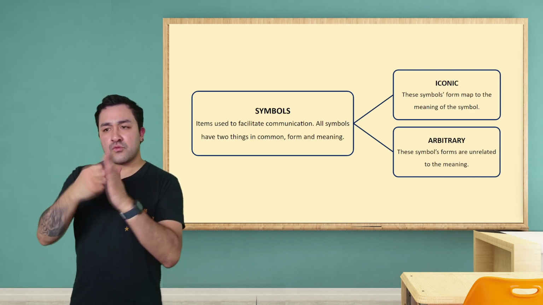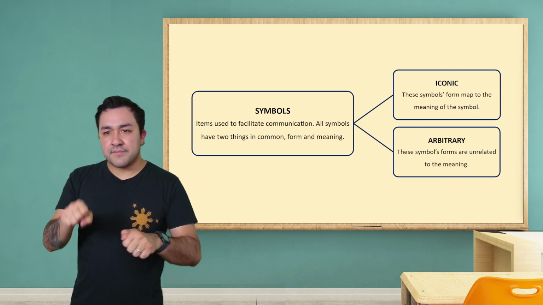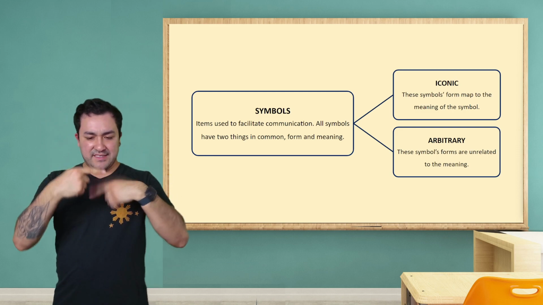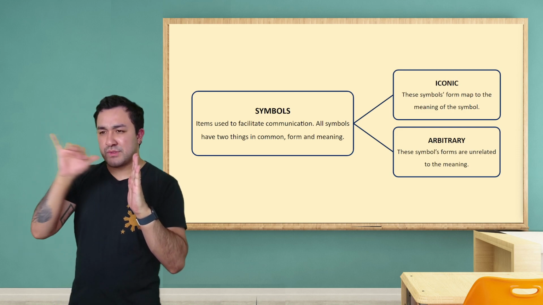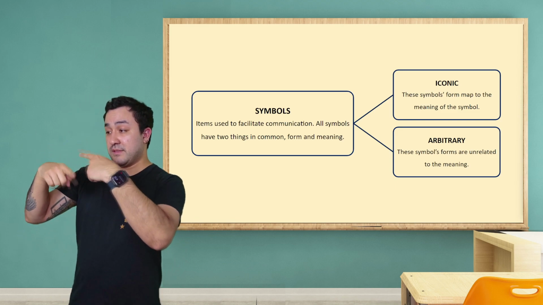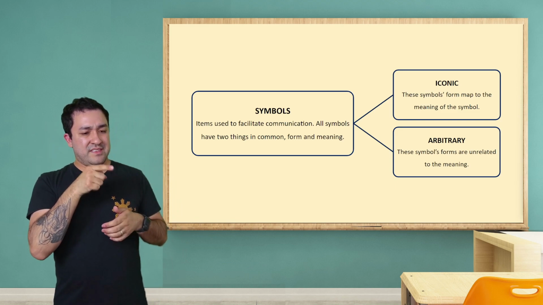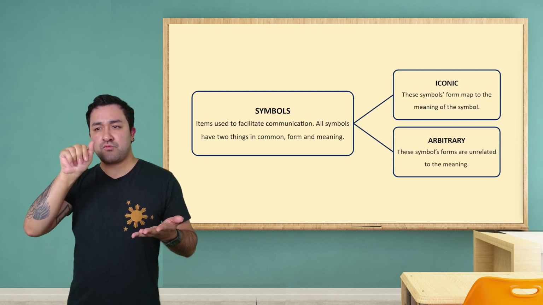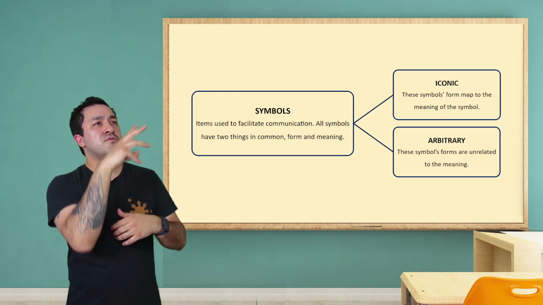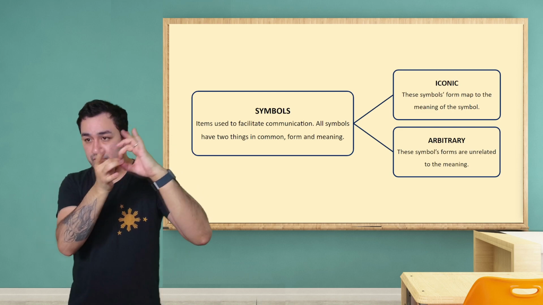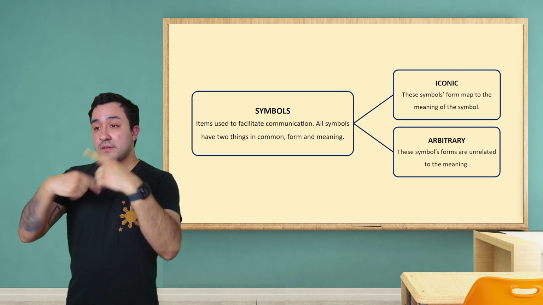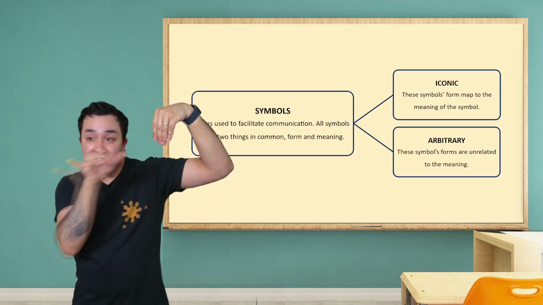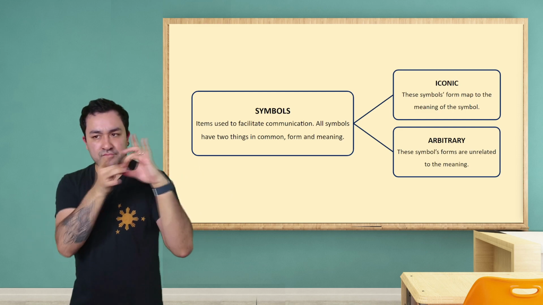Form can be broken down into two categories: iconic and arbitrary. Iconic symbols are those where the form and meaning are connected. For example, in ASL, the sign house looks like a house. Arbitrary symbols are those where the form is unrelated to the meaning. For example, again in ASL, the sign light is unrelated to the meaning of light.